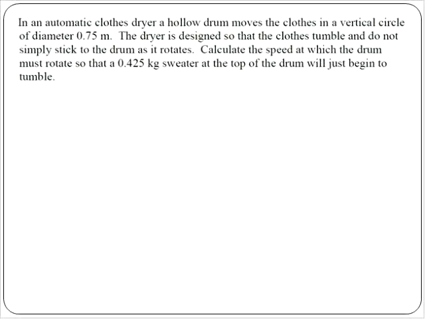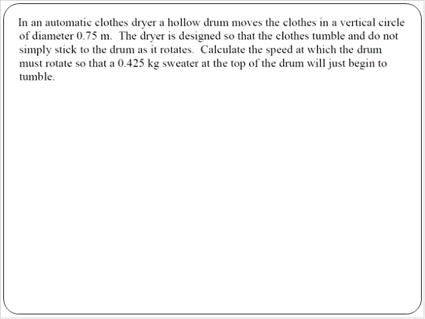Let's try another one. This one's a little bit different too. In an automatic clothes dryer, we've got a hollow drum that moves the clothes around in a vertical circle, and you see the clothes will actually start to tumble around inside the dryer. The dryer is designed so that the clothes tumble and do not simply stick to the drum as it rotates. If it rotated too fast, then the clothes would actually stick to the outside of the drum because there would be too much centripetal force.